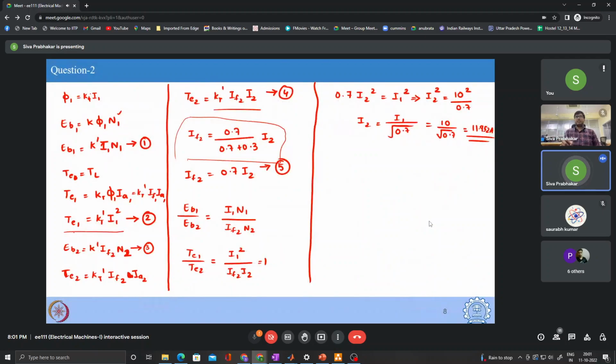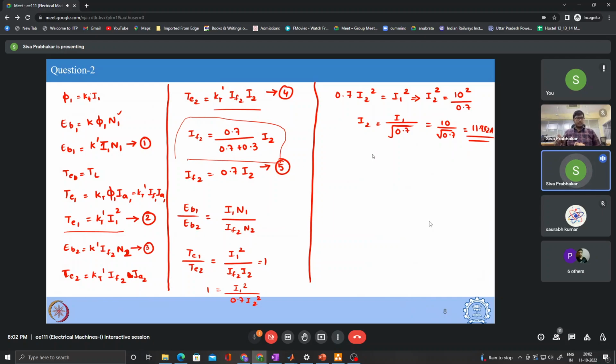And I know the relationship between torque and the currents. So, T1 is some constant into I1 square, that is, T1 is proportional to the square of the armature current in the first case. And in the second case, the torque is proportional to IF2 into IA2. So IA2 is nothing but I2 and IF2 is 0.7 times I2. So I'm just substituting it here. So I got a relationship as I1 square by 0.7 I2 square equal to 1. So I'm just cross multiplying it. So I got the value of I2.